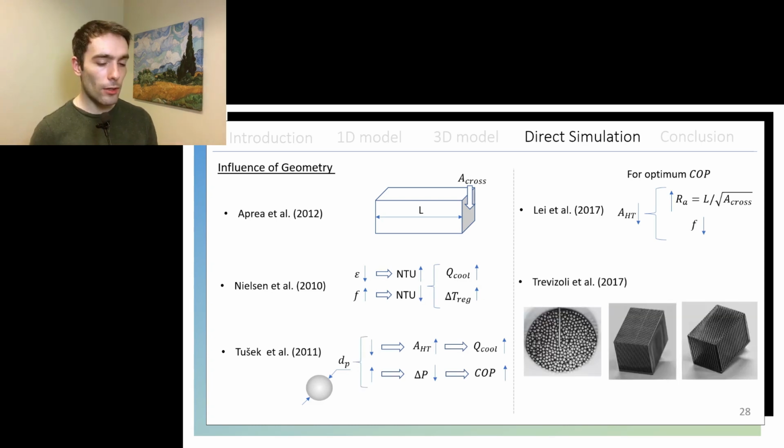Then Trevizzoli et al. experimentally measured different geometries of a regenerator that had a similar magnetocaloric mass and regenerator volume. So the results were comparable between each other. And well, they concluded that the regenerator made of square pins had a similar performance to the packed bed regenerator. And they concluded, like other authors in the past, that packed beds trade efficiency for a higher cooling power.